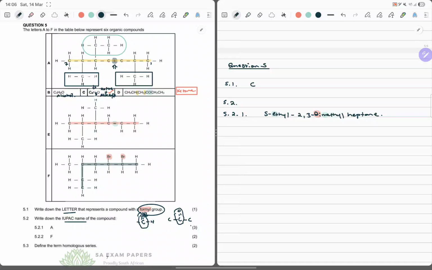Of course, guys, this one is a bit tricky, and you can see it's 3 marks. There's no play here, so you get a mark for this, get a mark for that, and the parent chain. Nice and easy. I hope we are correct. 5.2.2. So please double check this one. I'm not too sure anymore. F, yeah, that's the one.